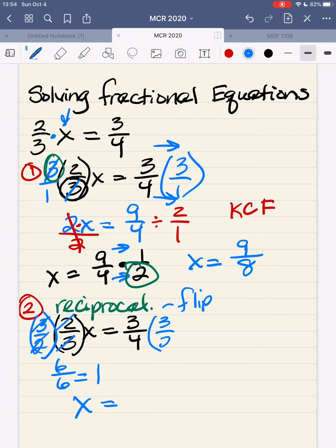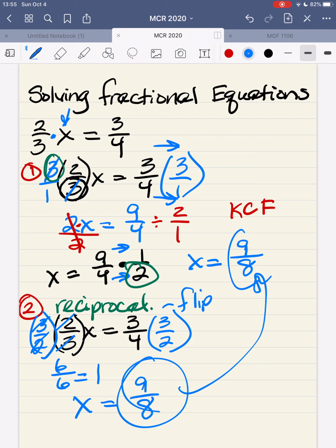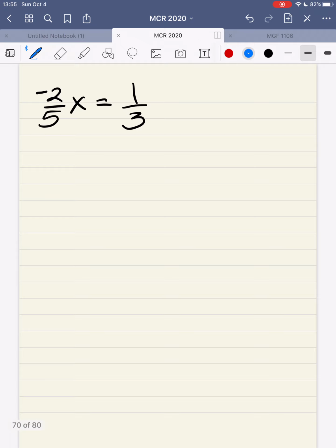Whatever I do to one side, I have to do to the other. So I have 3 over 2 here. Nothing is going to simplify here. And I just multiply straight across, end up with 9 over 8. And I end up with the same answer here as I did here. I'm going to go ahead and use the reciprocal method on one more problem, just so you kind of see how it works, get a little feel for it.